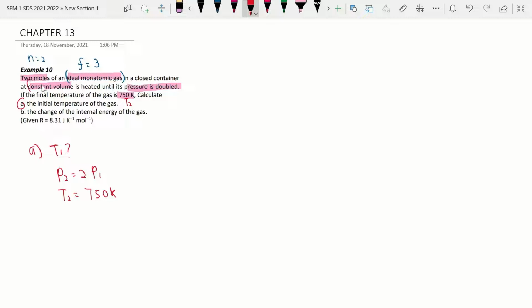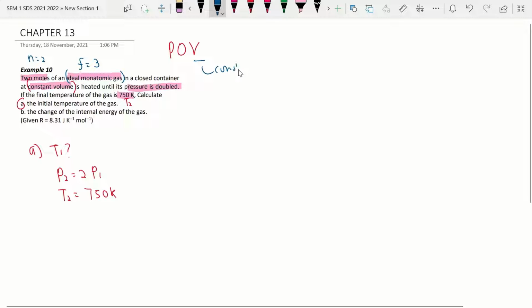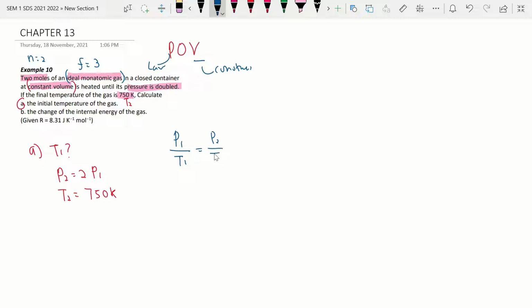Constant volume, what law is this? PV, so this is constant, and this is the law. So it is the pressure law. The pressure law is P1 over T1 equals P2 over T2. Now we do not know our P1 and we are looking for T1, but we know our final pressure is twice the initial pressure and the final temperature is 750.